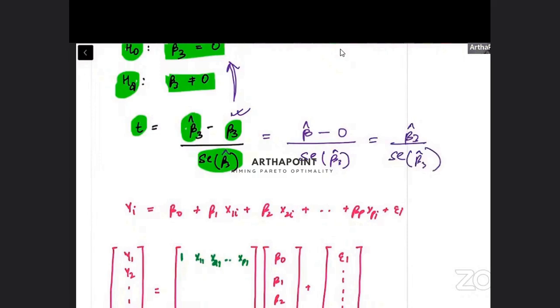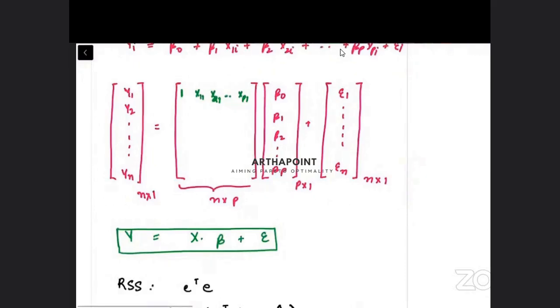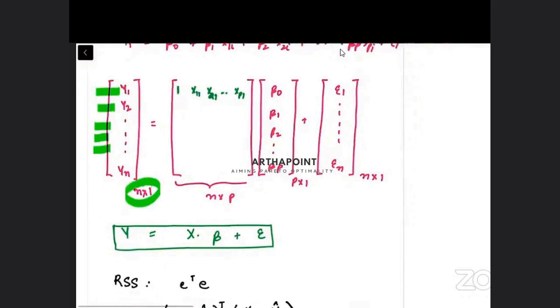So two things I want to find out: what is beta 3 hat and what is the standard error of beta 3 hat. Now, usually whenever we have a matrix form of econometrics, this is how we write the model. I have different y's; this y is n cross 1. I have different x's; the x's are n cross p. Different betas: there are p parameters, so it is p cross 1. And then I have different errors, which is n cross 1.